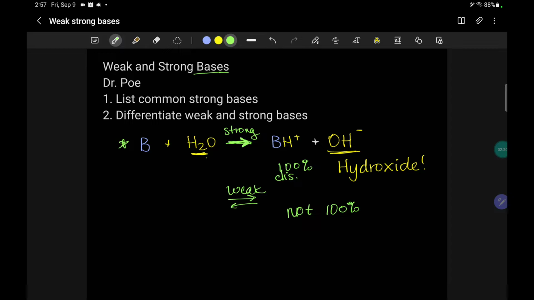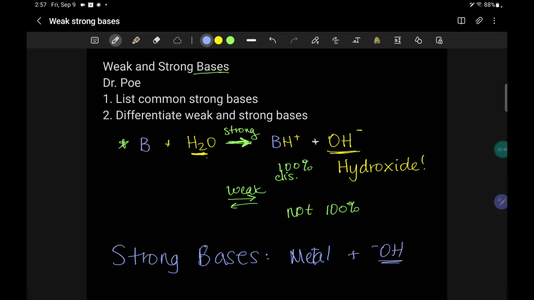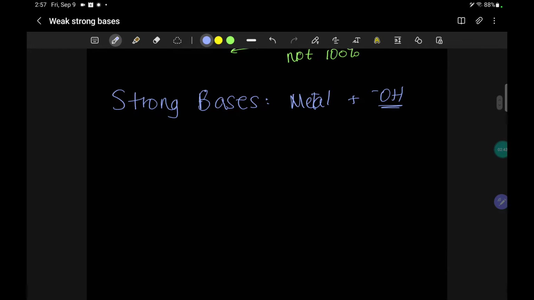So now let's talk about how you can tell what is a strong base. Our strong bases are going to have the form metal plus hydroxide, OH. So let's list some, and this is not going to be inclusive. Sodium hydroxide is definitely going to be a strong base. Magnesium hydroxide. Magnesium has a charge of 2+. Hydroxide has a charge of -1. When we flip those charges, we get this formula.